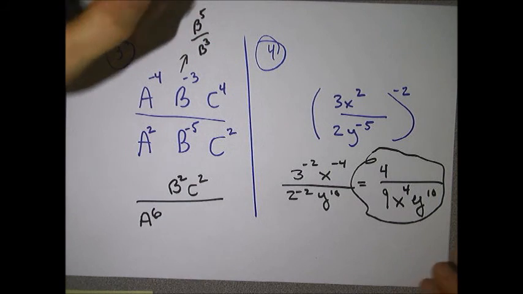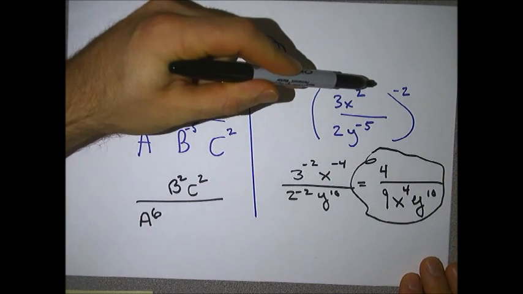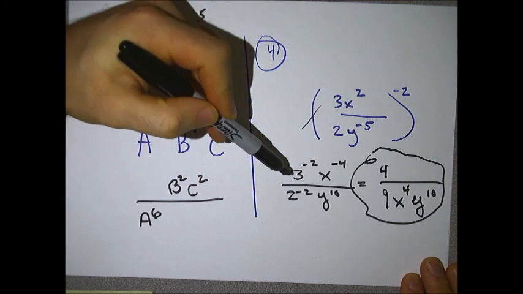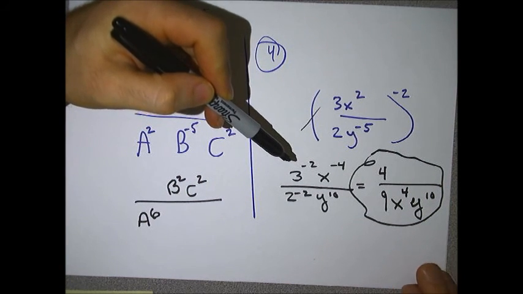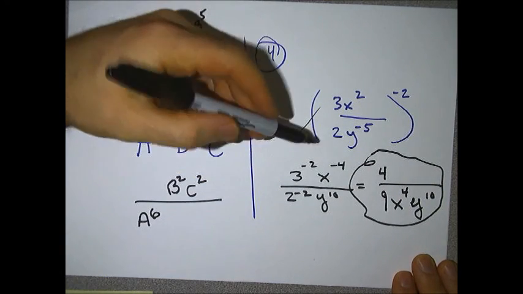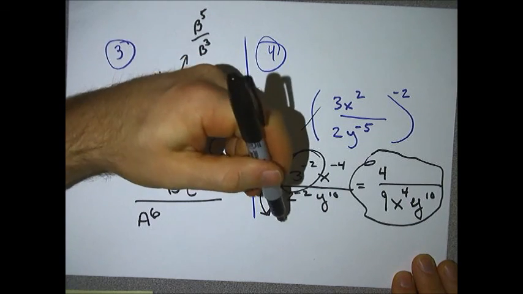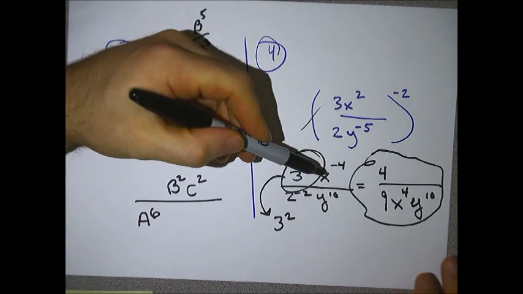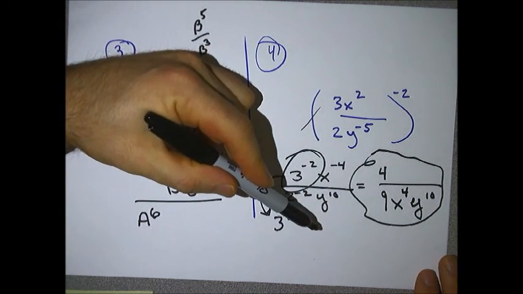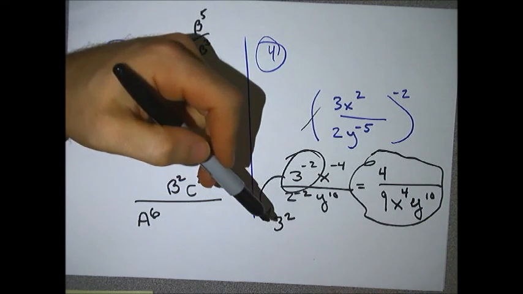How did I get the 9? So 3 to the negative 2. So 3 squared normally is 9. But since it's a negative 2, that 9 is going to flip to the bottom. Another way of thinking of it is this 3 to the negative 2 landed on the bottom as 3 squared. So just like I moved x to the negative fourth to the bottom and it became positive, 3 to the negative 2 on the bottom is 3 squared, which was my 9.